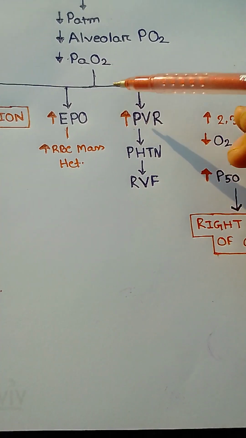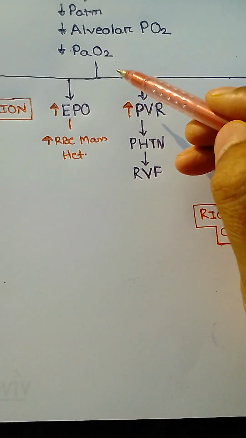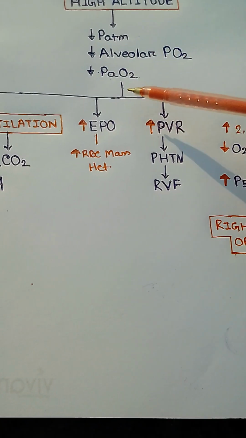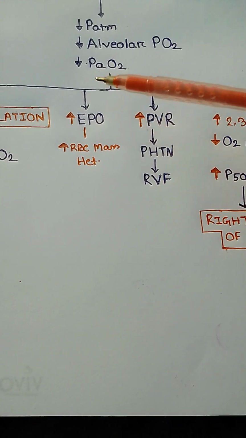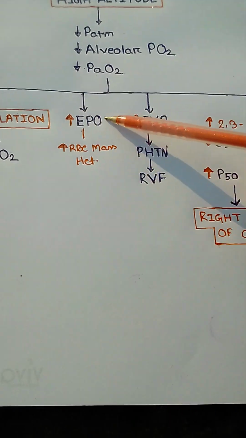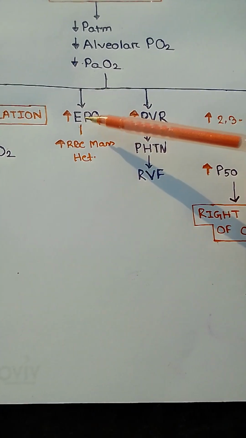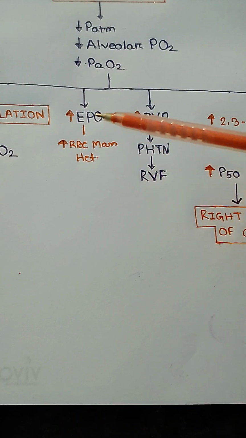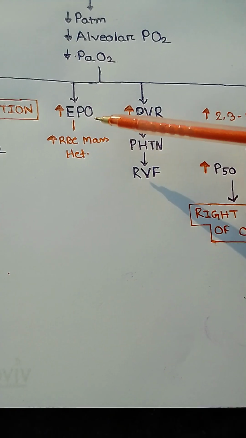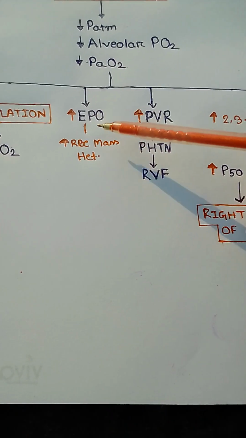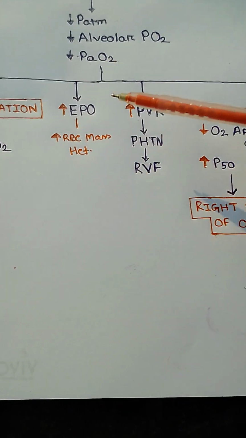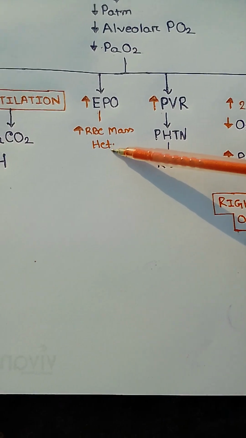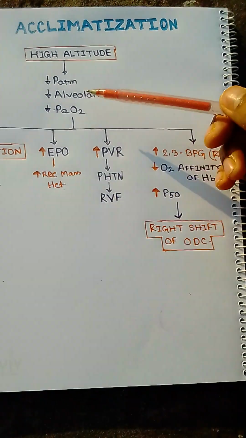On the other hand, when hypoxemia develops, it will also increase the production of erythropoietin from the kidney. When erythropoietin level increases, it stimulates the bone marrow to increase erythrocytosis, and as erythrocytosis increases, red blood cell mass will also get increased. That will increase our hematocrit in the blood.